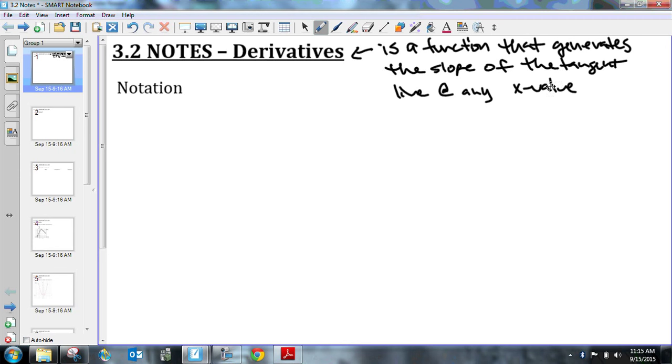Okay. Now, let's talk a minute about what slope means, and I'm going to come back to this because we're going to talk about notation, about how we write derivatives and what we can say. The one thing I want to talk about is that the slope is the change in y divided by the change in x, okay? So delta y over delta x.